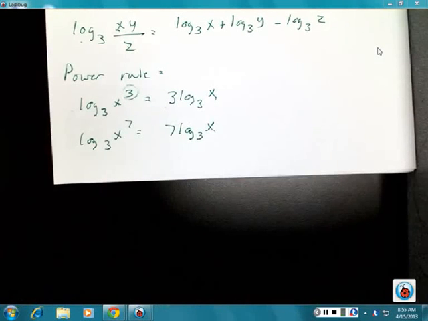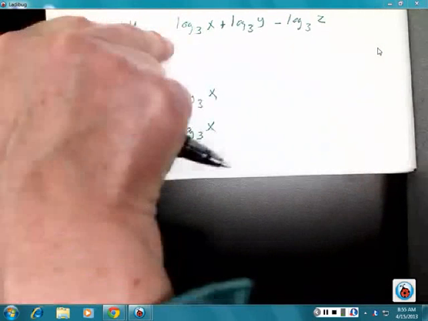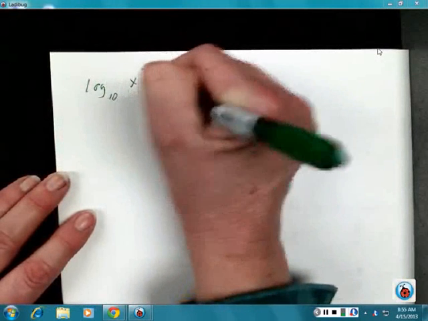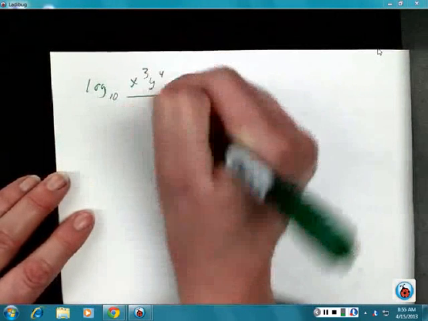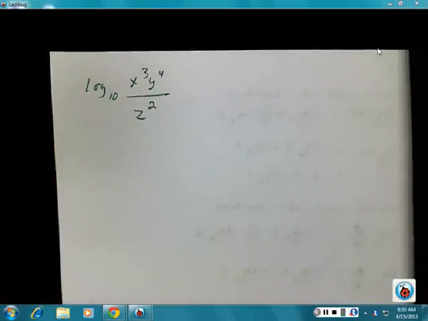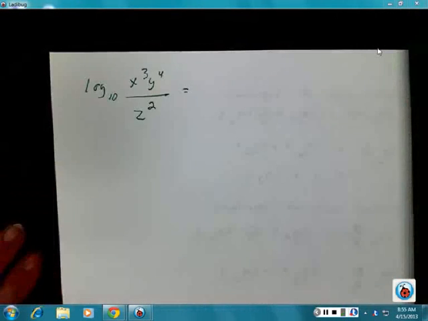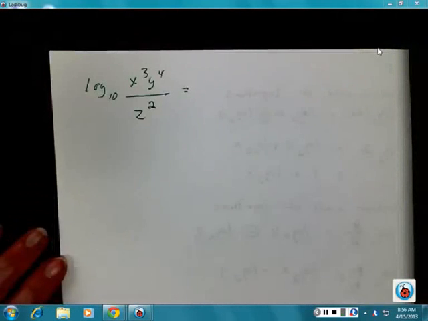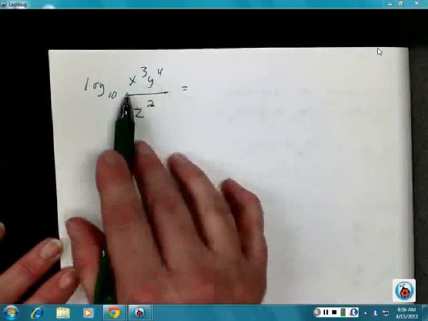Then if we stick them all together, can I turn it? Yep, okay. If I stick all of them together, it might look like log 10 of x to the 3rd, y to the 4th, all over z to the 2nd. And if I have this one, I've got all three of my rules in here because these all have exponents on the bases. And we have multiplication happening, we have division happening.